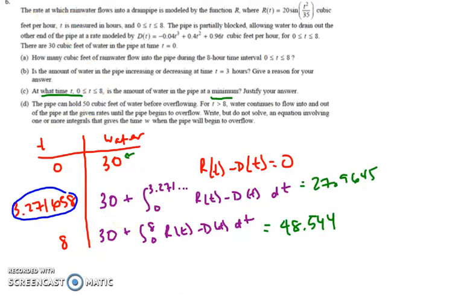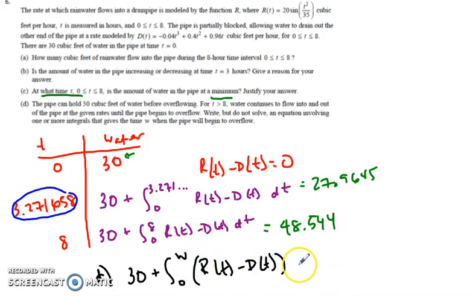Okay, and the fourth part of the problem says the pipe can hold 50 cubic feet of water before overflowing. For time greater than 8, water continues to flow into the pipe until the pipe overflows. Write but do not solve an equation involving one or more integrals that gives the time when the water starts to overflow. So we already have a pretty good idea of how this is going to look because of the work we've just done. We know that we have 30 to start, and that if we integrate from 0 to some time, which they want us to call W, of rate in minus rate out, we will eventually get to 50. So that is your expression, and you'd have to solve it for W.